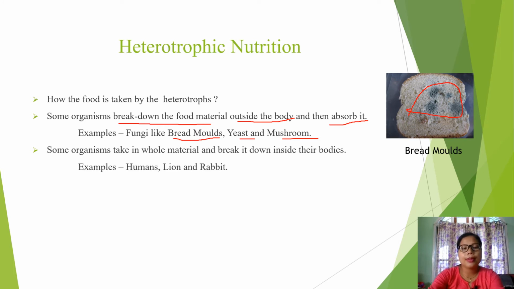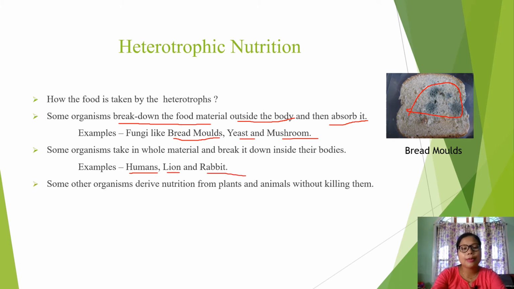For example, humans, lions and rabbits. Let's see in humans, for example. When we take food, for example rice, we take the rice as a whole. We don't break it down before we eat. So we take it as a whole, and the food is then broken down inside our body system into simpler ones with the help of enzymes. The same thing goes for lions and rabbits.